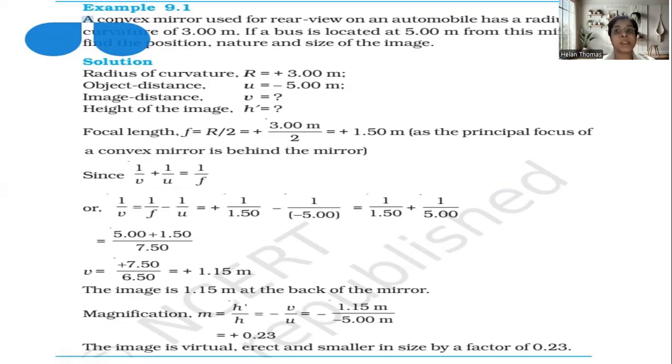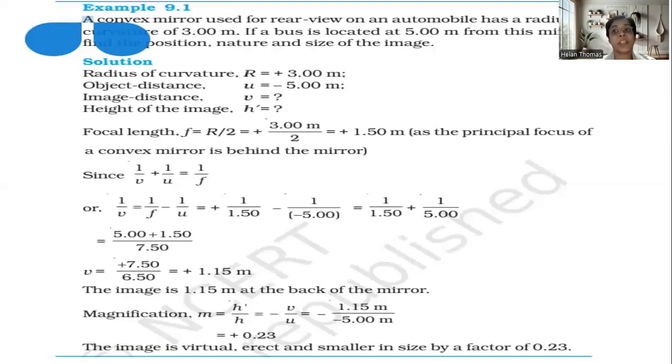The object distance is always, be it convex mirror or concave mirror, placed at the left hand side of the mirror. So the u is going to be on the negative x-axis, so you will be having a negative sign. The image distance v is not given. The height of the image is also not given. And from the given, we have to find v.